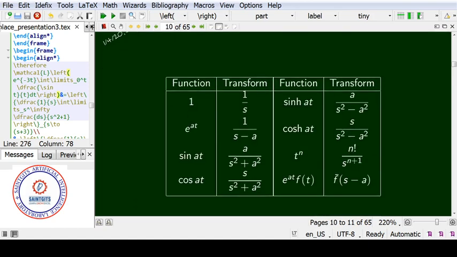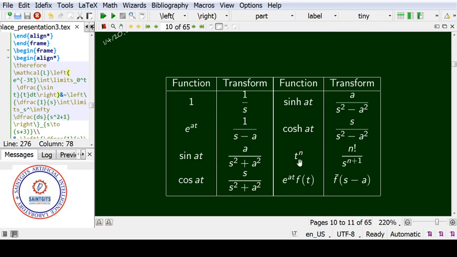The most important results that we have discussed in the first two sessions are: Laplace transform of 1 is 1 by s. Laplace transform of e raised to at is simply shifting 1 by s by a units, that is 1 by s minus a. Laplace transform of sin at is equal to a by s square plus a square. Laplace transform of cos at is s by s square plus a square. Laplace transform of sinh at is equal to a by s square minus a square. Similarly, Laplace transform of cosh at is equal to s by s square minus a square.